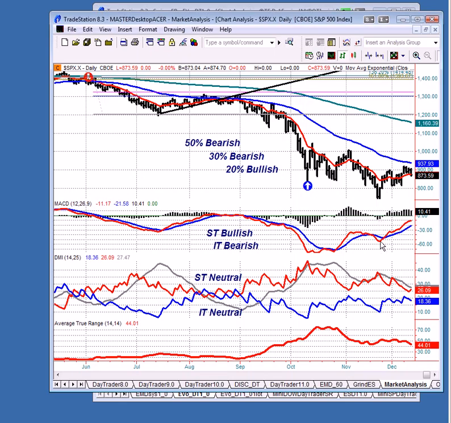That is textbook. Short-term neutral from a directional perspective amidst an intermediate term neutrality as well. So that's where you have it. That's the market right there.